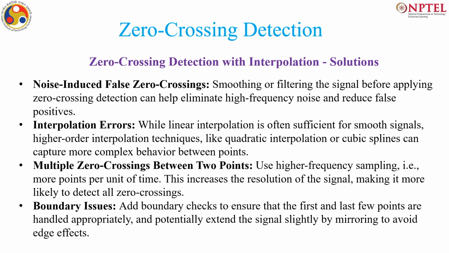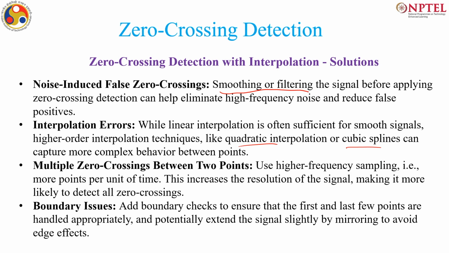One is noise induced false zero crossings, which can be removed by smoothing or filtering the signal before applying this algorithm. Smoothing techniques we will discuss in subsequent lectures, but if you are facing this problem, you can smooth the signal first before applying this zero crossing detection algorithm. Interpolation errors: if you are very interested in fine precision, then you may consider higher order interpolation like quadratic or cubic splines. But if you are okay with a small error in precision, then linear is good enough.